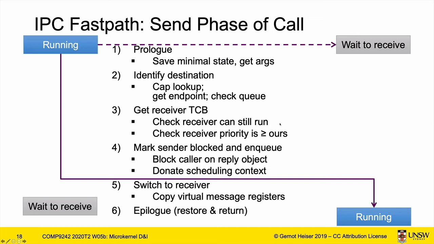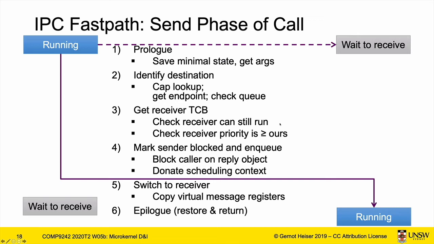And what it needs to do is obviously save some state, look up the capability, because the caller supplies a capability for an endpoint. You need to know whether that's a valid cap. Get the endpoint, check whether anything is queued on the endpoint, so is the receiver blocked on the endpoint, then just deliver, and that's part of the fast path.